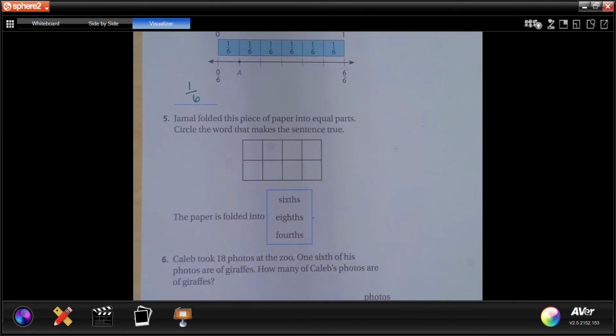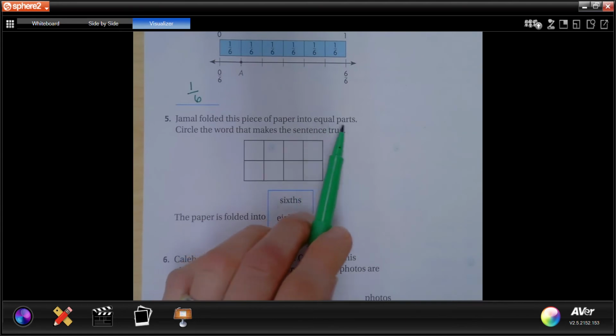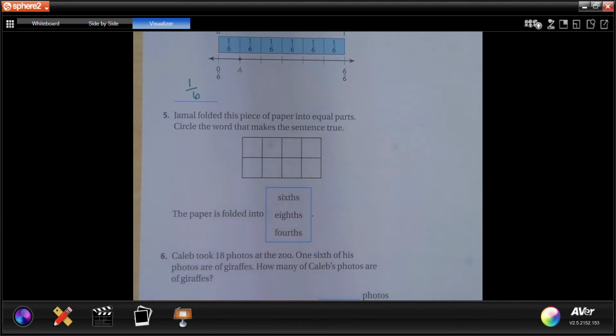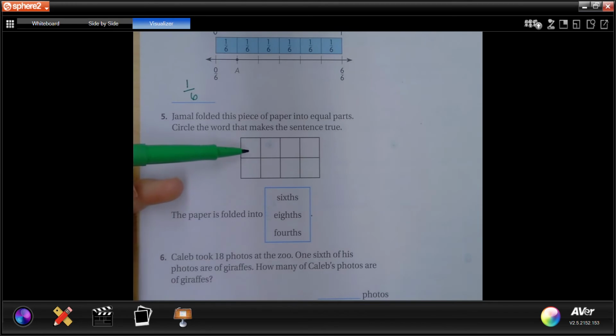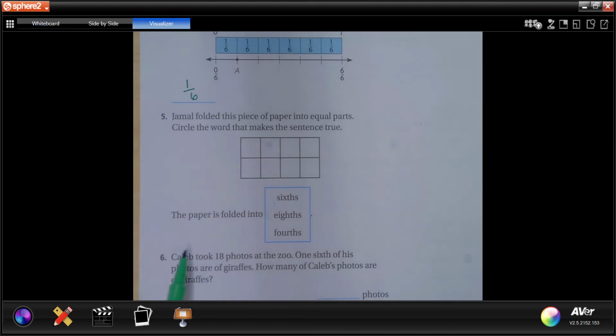Number 5. Jamal folded this piece of paper into equal parts. Circle the word that makes this sentence true. Okay, so it is one large piece of paper folded into how many pieces? 1, 2, 3, 4, 5, 6, 7, 8. So the paper is folded into eighths.